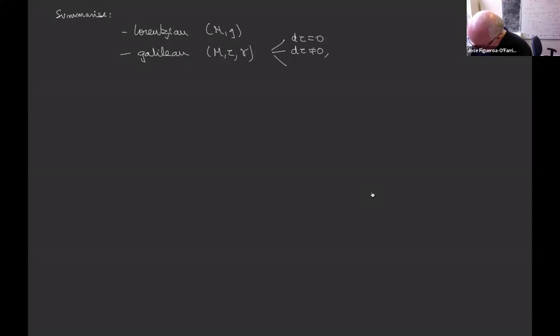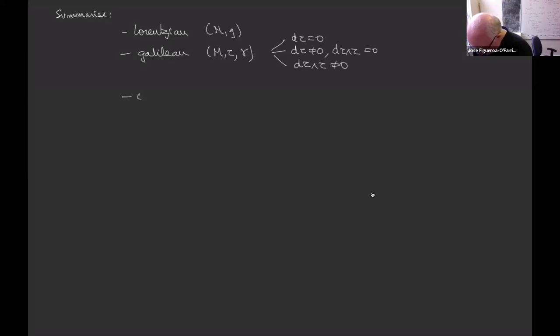So let me just, in two minutes, summarize what we've learned. There are these three types of geometries associated to the classical spacetimes: Lorentzian, which we all understand, Galilean, and Carollian. Galilean comes in three varieties, depending on whether d tau is zero, d tau is not zero but d tau wedge tau is zero, or d tau wedge tau is different from zero.